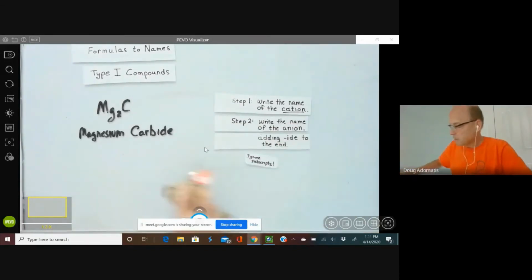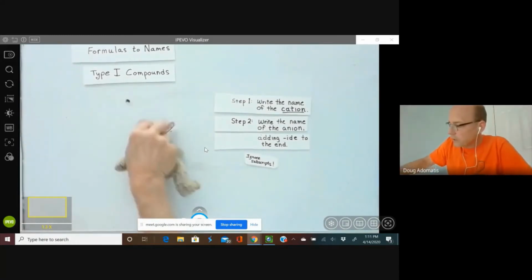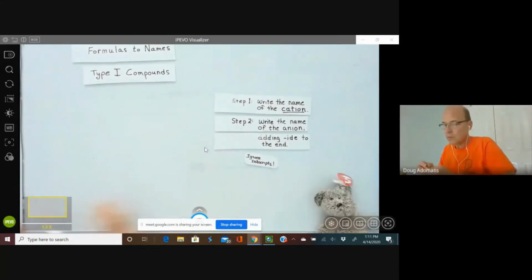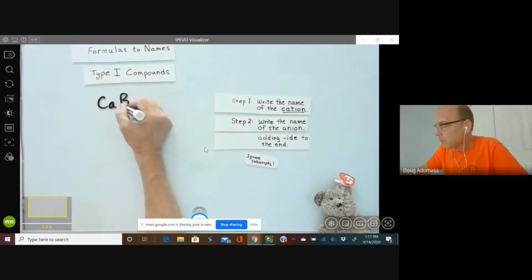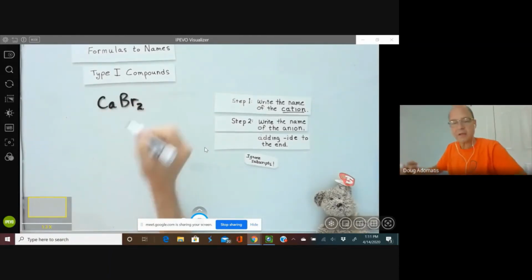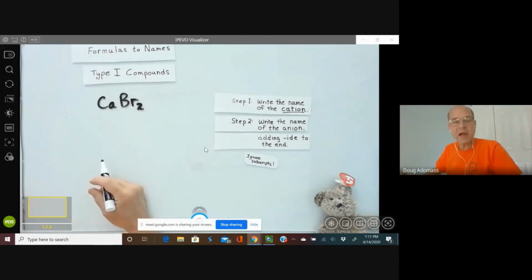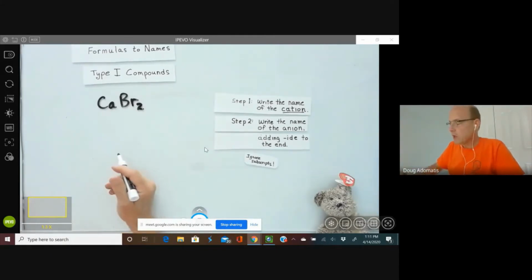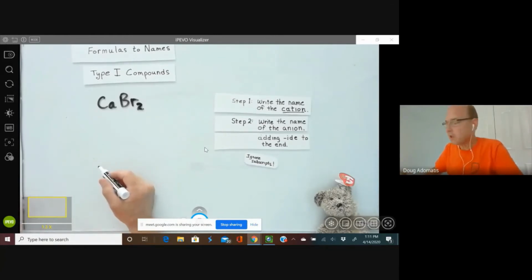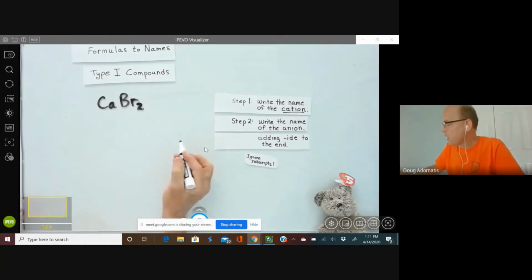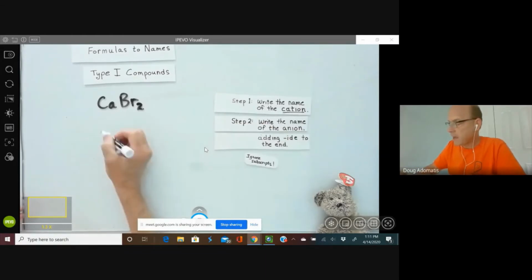So let's do this again with another example, CaBr2. Without saying anything, without raising your hand, see if you can come up with the name of this. Then let's follow our steps and see if we get the same answer. Step 1, write the name of the cation. Well, in this case, it's calcium.